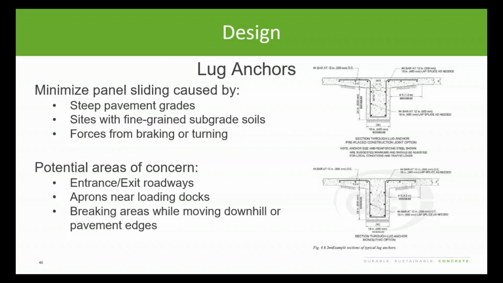Tie bars can be used to minimize panel sliding, but in some cases it's really not enough. And so lug anchors can be used to minimize panel sliding. And the panel sliding can be due to fine grade, subgrade soils, steep pavement grades, and forces of braking or turning by heavy vehicles. At the joints, the panel slides may result in wider openings. It can reduce stability, and it can also cause failures in the sealants.